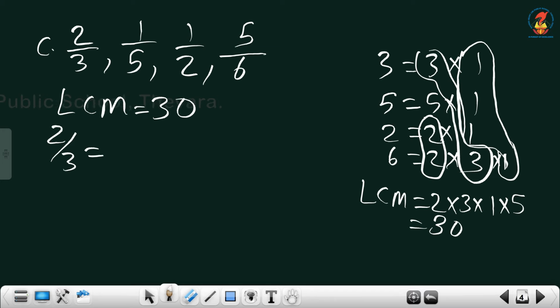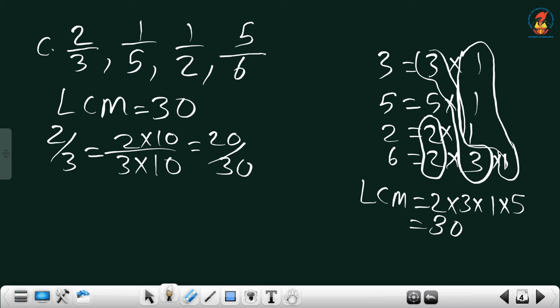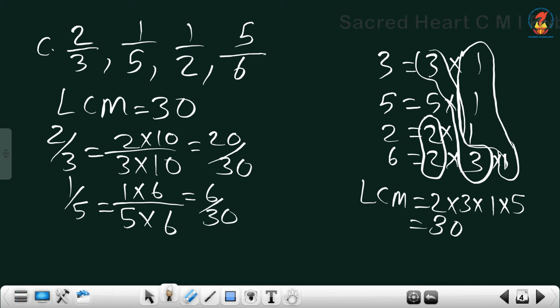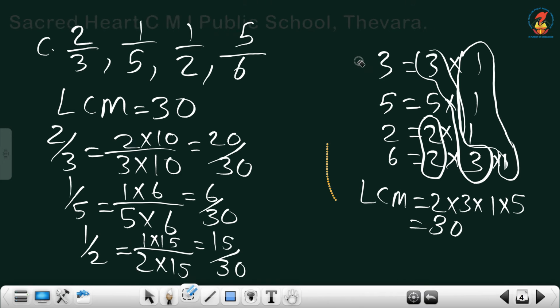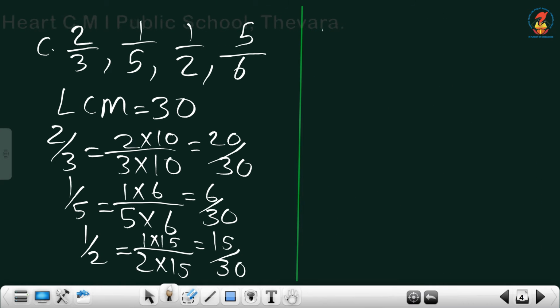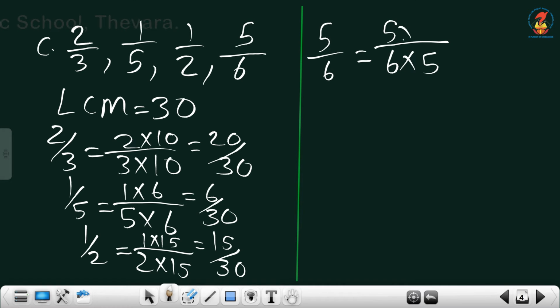Then we need to change each and every fraction to the LCM. 2 by 3, 3 into 10, 2 into 10, that is 20 by 30. Then 1 by 5, 5 into 6, 1 into 6, 6 by 30. Then 1 by 2, 2 into 15, 1 into 15, that is 15 by 30. After that I will rub all this. Then the last fraction, 5 by 6, 6 into 5, 1 into 5, that is 25 by 30.